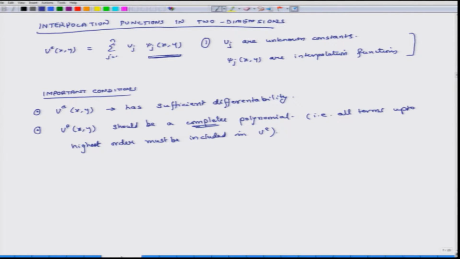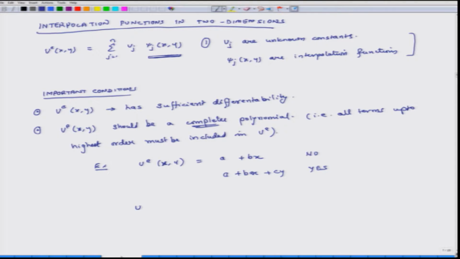Okay. So, what does that mean? So u e would be a polynomial function. Example, u e of x y is equal to a plus bx. Is it a complete function, as this is a function of x and y? No. Why? Because I have not included the y term in it. So a plus bx plus cy, this is a complete polynomial.